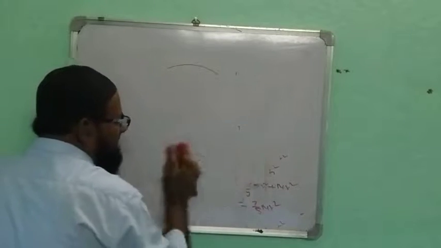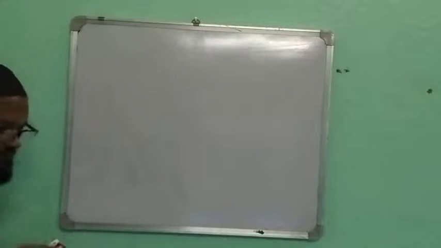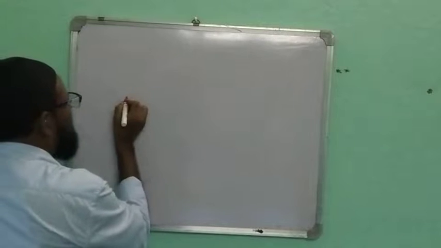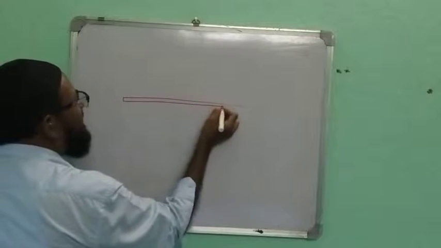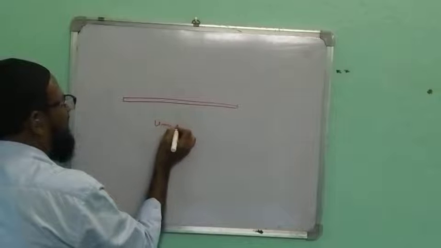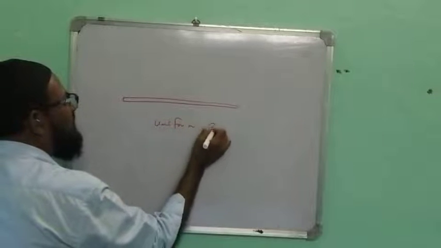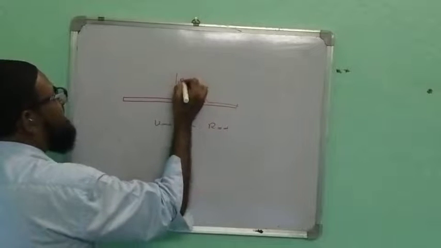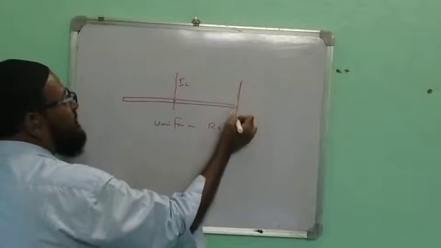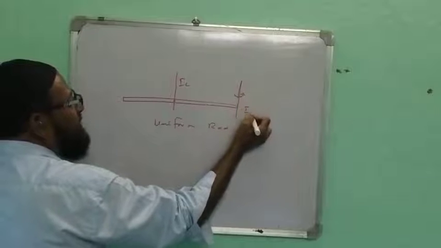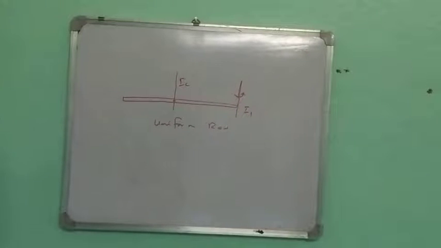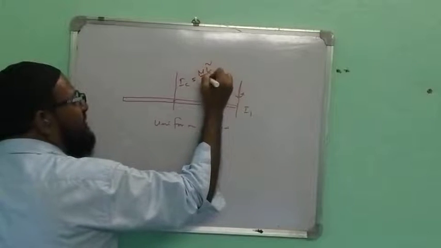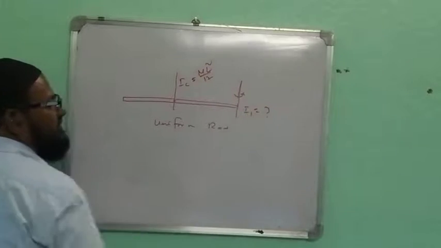Okay, this part is very important. See here. This is a uniform rod. Here, with respect to this is IC. With respect to this is I1. What is the question? First answer. This here, we know. What is this? M x square by 12. And this is the question.